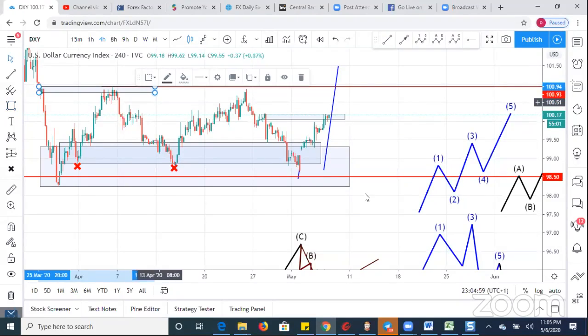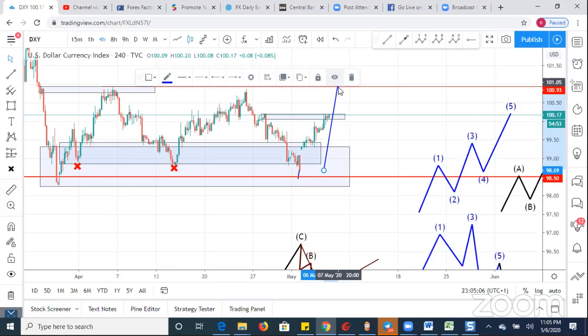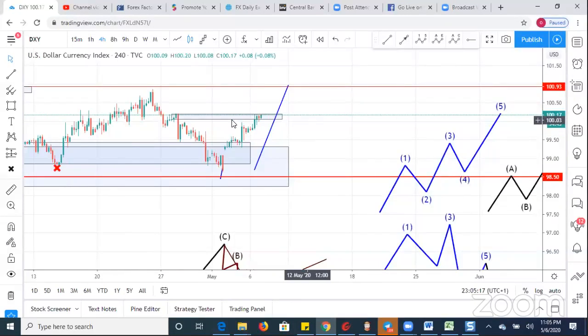So I was anticipating, actually hoping, that by now price would have made this move up here, then begin to race downwards to pick out the fresh liquidity here again. I was hoping that price would do that, but well, price is presently in this zone.